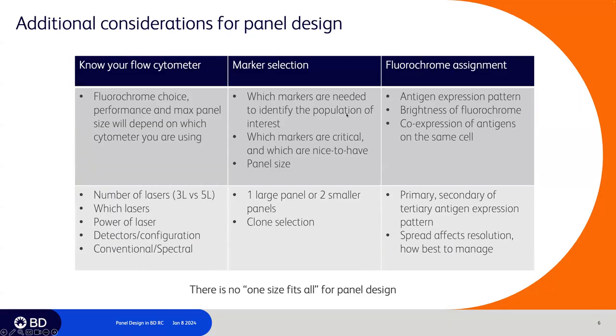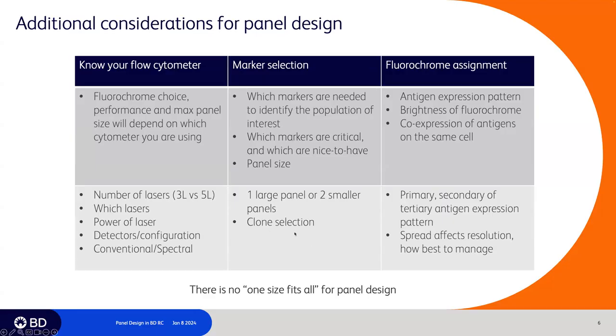Marker selection. Which markers are needed to identify the population of interest? Which markers are critical versus which ones are nice to have? So these considerations for marker selection will also dictate your panel size. And a good question to ask yourself if you're trying to put in many markers is, do I really need to have one large panel? It might be very difficult to try and put them all in versus 2 smaller panels. The 2 smaller panels may lead to better resolution of individual markers, but then you might not be able to assess co-expression. So these are all questions that you need to ask yourself while designing a panel.